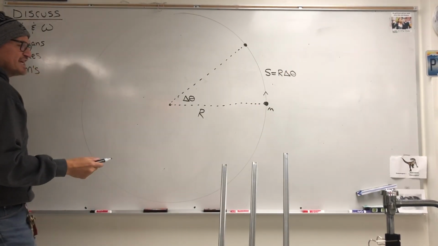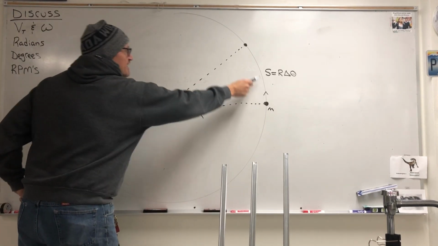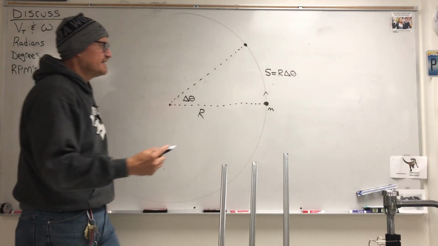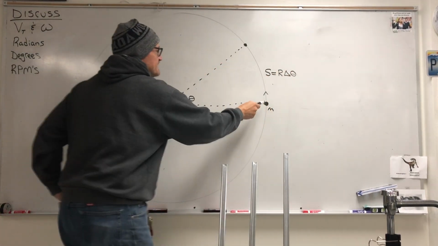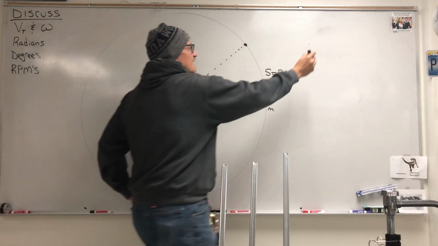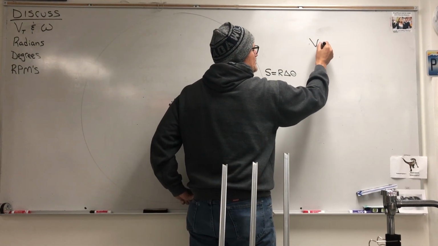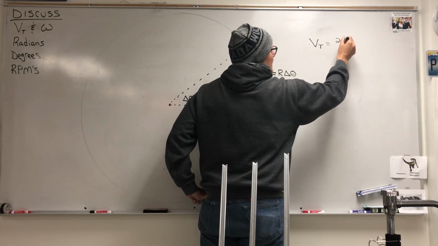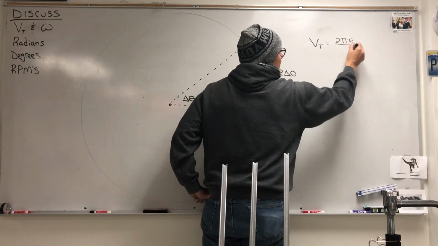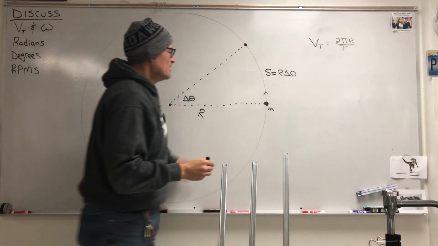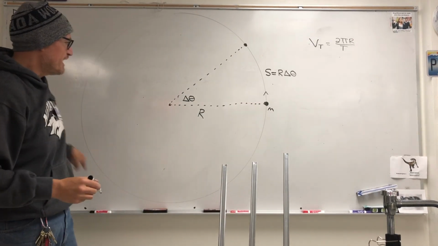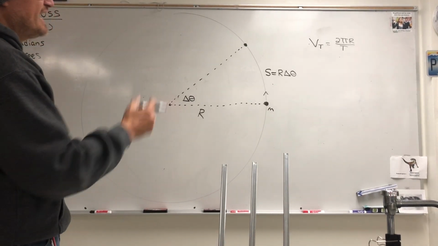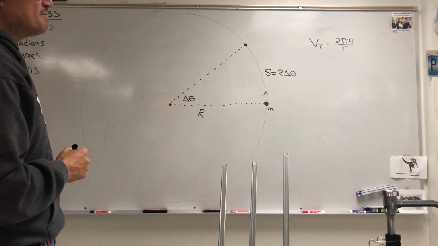Now, if this object goes all the way around, that's the circumference. So if I wanted to find the speed of the ball as it goes all the way around, we could say that tangential velocity is equal to the distance, 2 pi r, divided by t, which is the period. The time it takes to go all the way around is the period T. And we can express tangential velocity as 2 pi r divided by the period.